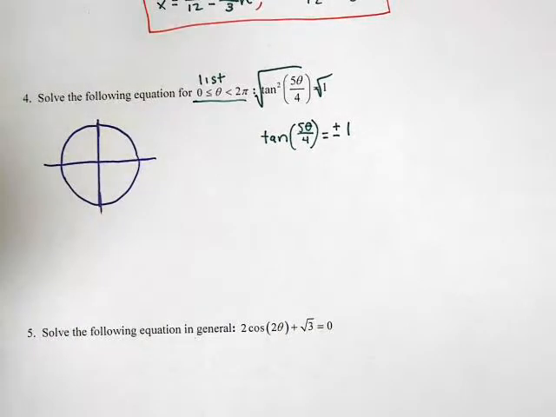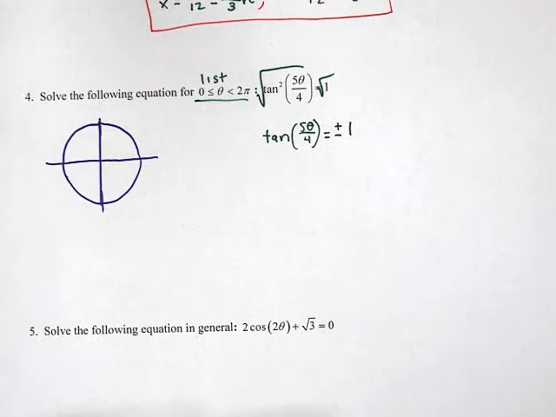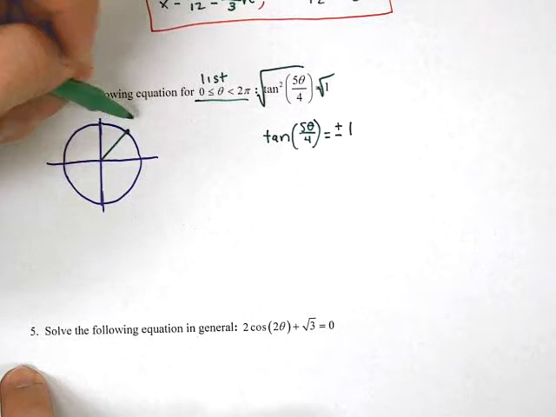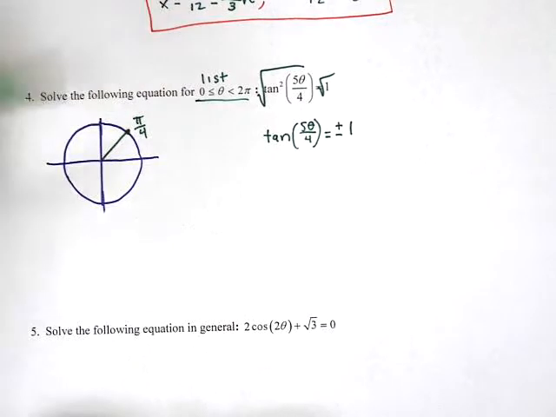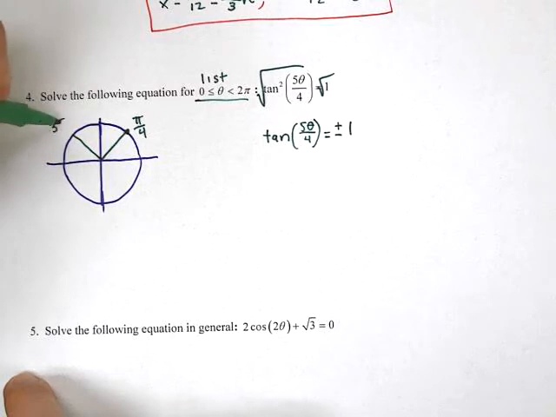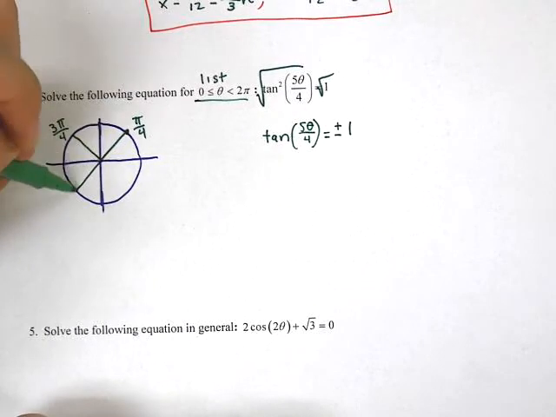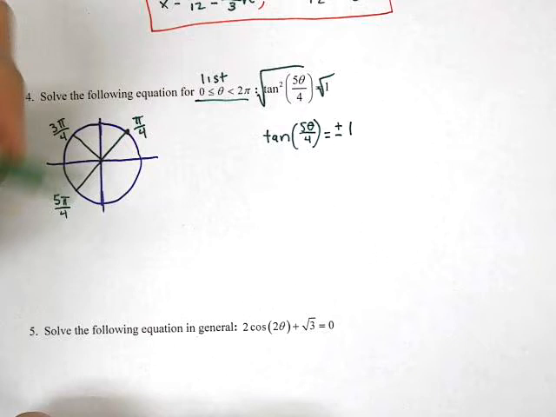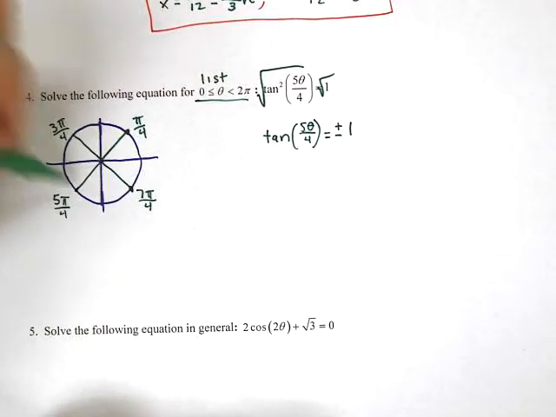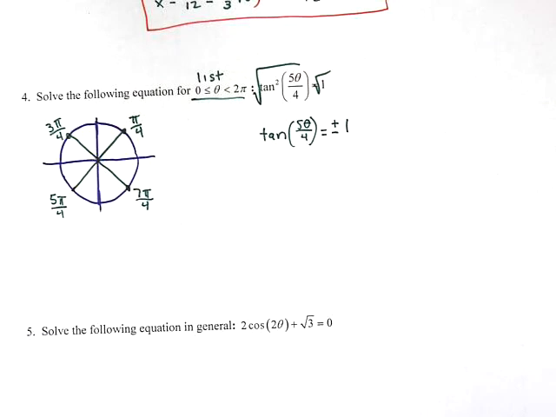When is tangent plus or minus 1? Well, that's when my x and y coordinates are the same, right? So that would be up here at pi over 4, because it's root 2 over 2, root 2 over 2. Or over here at 3 pi over 4. Or down here at 5 pi over 4. Or lastly, 7 pi over 4. Alright, those are our solutions.